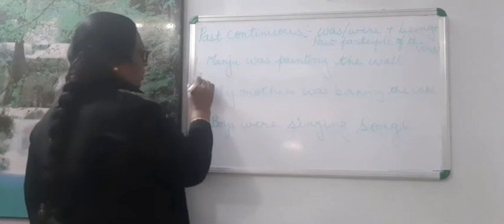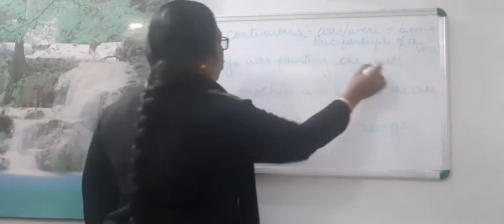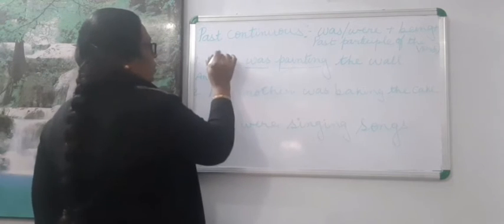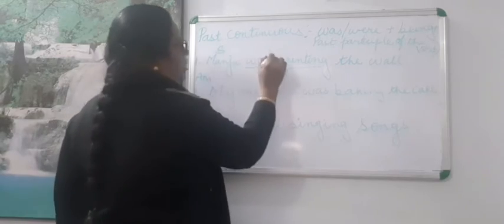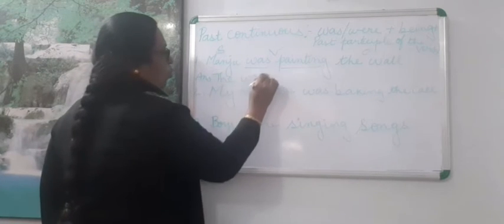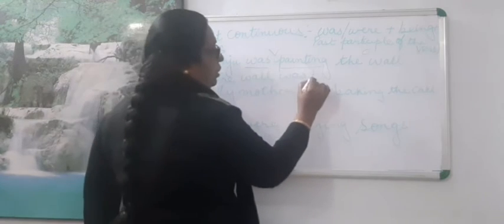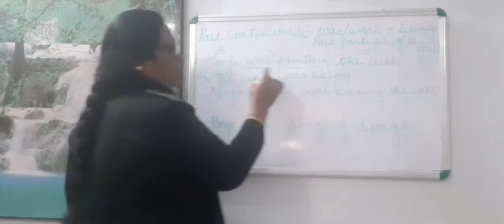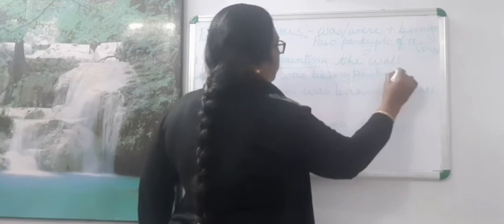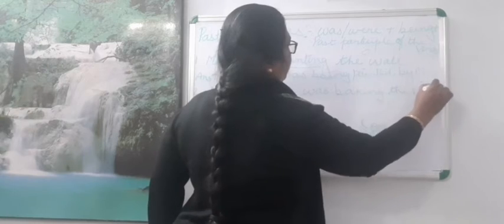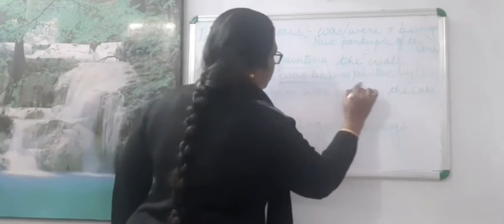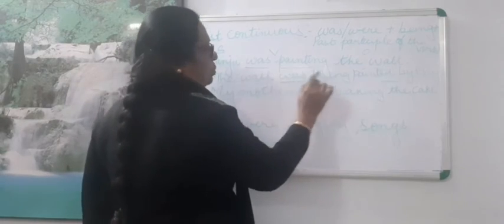Yes, let's see that. The sentence says, Manju was painting the wall. Was painting, so it is past continuous. Manju is the subject. Was painting is the verb. The wall is the object. The wall was being. That is the difference here when it is a continuous sentence. Was being painted by Manju. The wall was being painted by Manju. So was painted becomes was being painted.